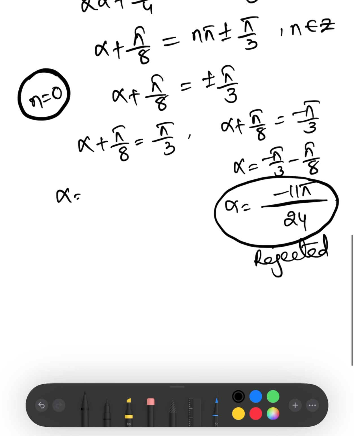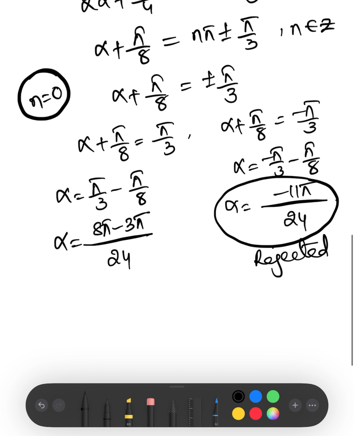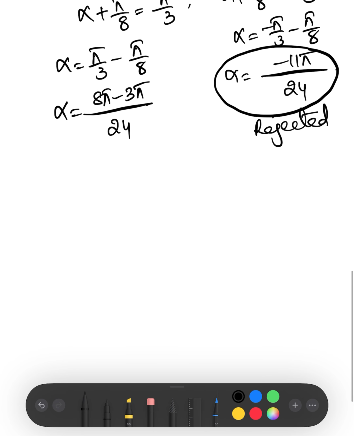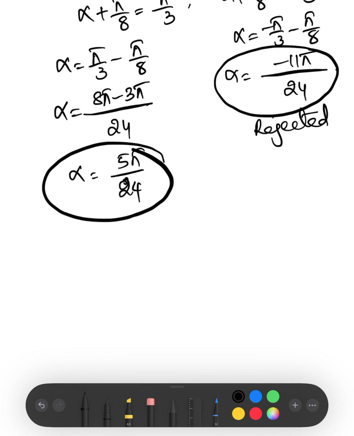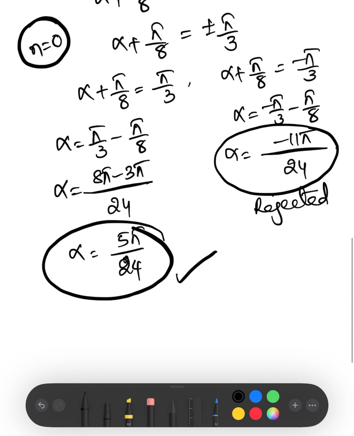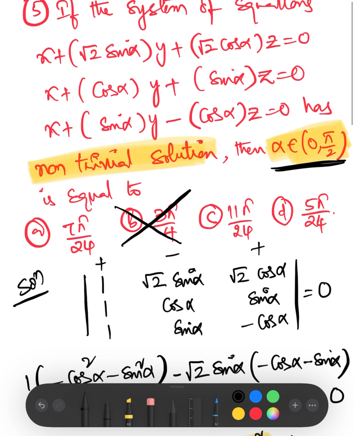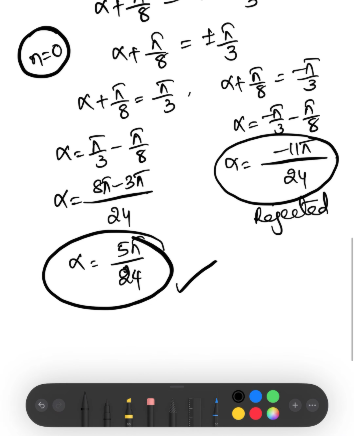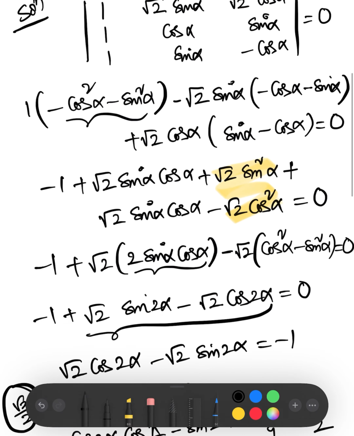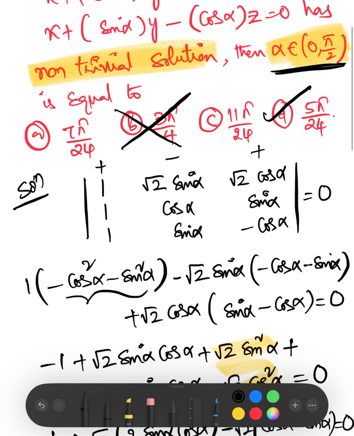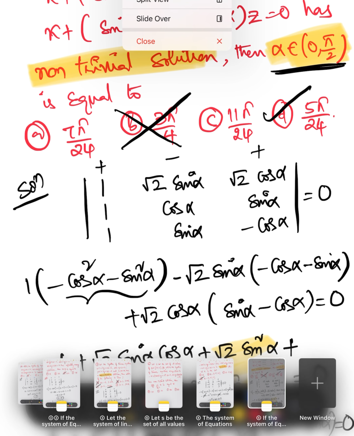Now clearly, alpha equals what here? Pi by 3 minus pi by 8, so with LCM 24 that is 8 pi minus 3 pi, which gives 5 pi by 24. This is the answer, which lies between 0 and pi by 2. 5 pi by 24, correct. So option 4. Now coming to the last question in this concept.